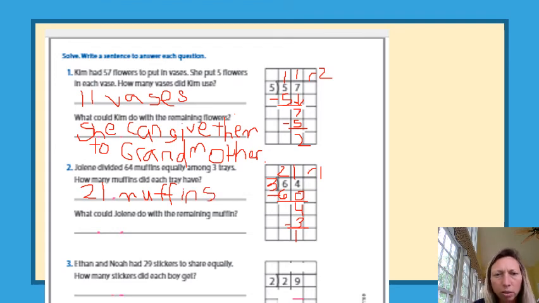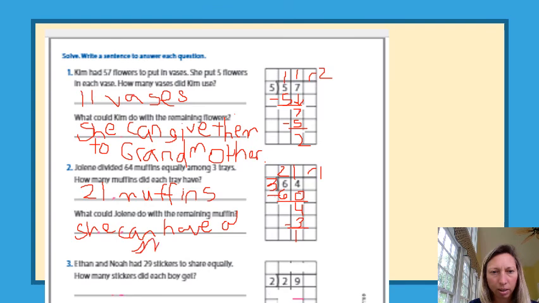What could Jolene do with the remaining muffins? Eat them. She can have, what's easier to write in cursive? A snack. I'm going to write in cursive. It's not as beautiful, but there we go. All right, last one, I think.